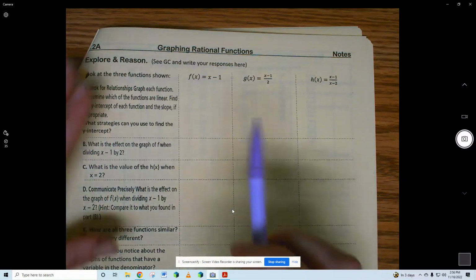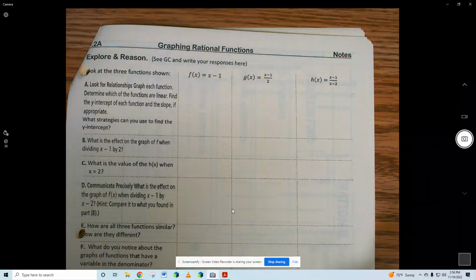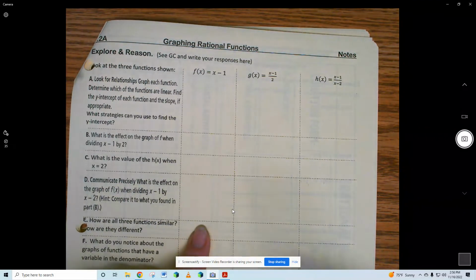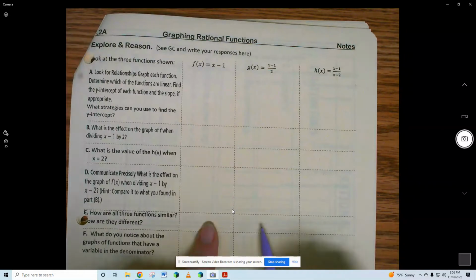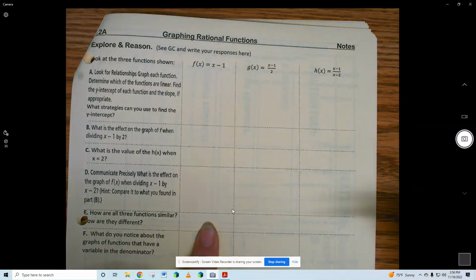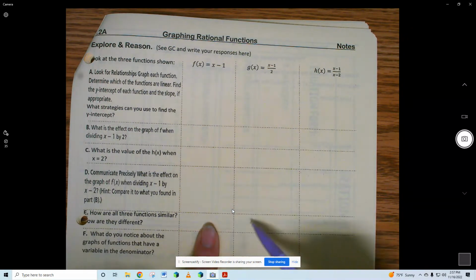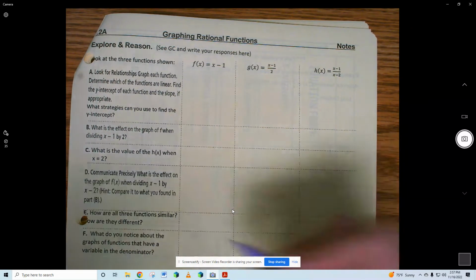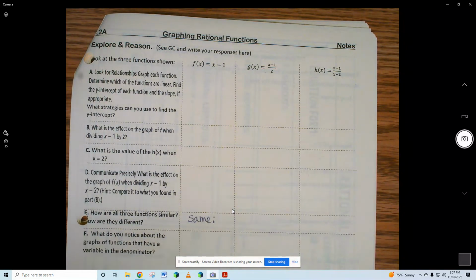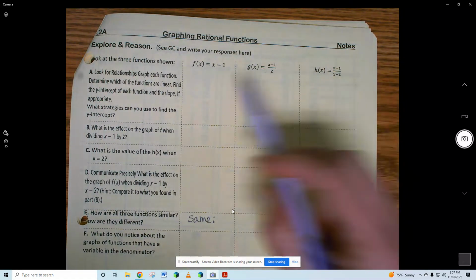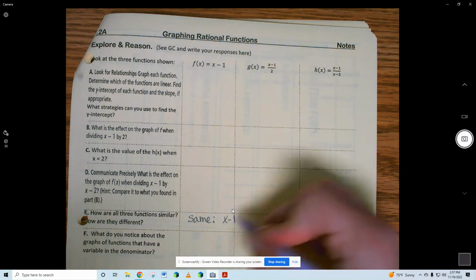Like, what's the same? Because here's the deal. I have part E. I know it's at the end, but it's fine. What's the same and what's the difference between f of x and g of x? So, one statement. They both have x minus 1. Awesome. Tell me more.